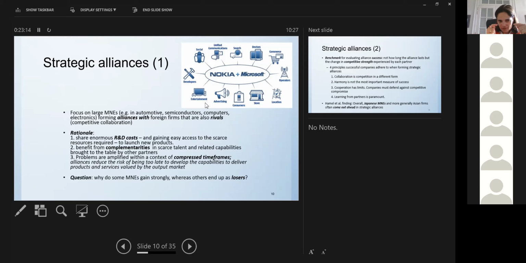Here you see the three rationales. Take that into account if you are in an R&D intensive industry. The advantage of an alliance is that you can share the enormous R&D costs. Nokia and Microsoft together, it's big budgets, right? Benefit from the complementarities and reduce the compressed time. So reduce the time of development, because otherwise you might be too late.